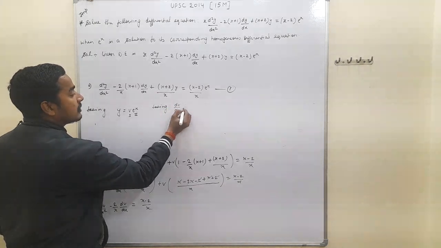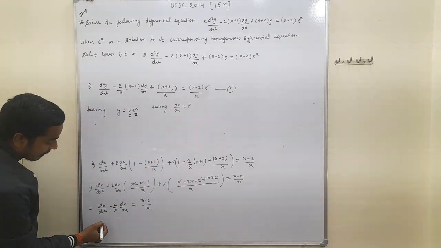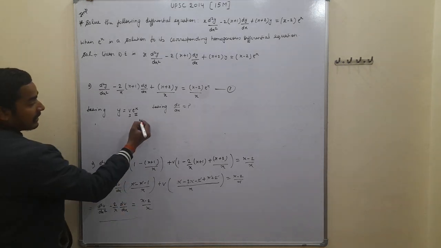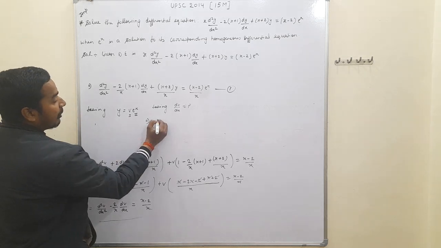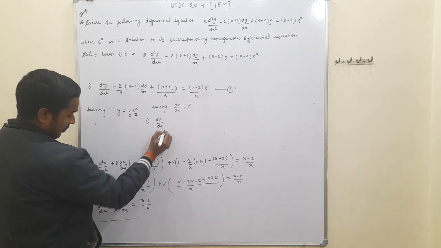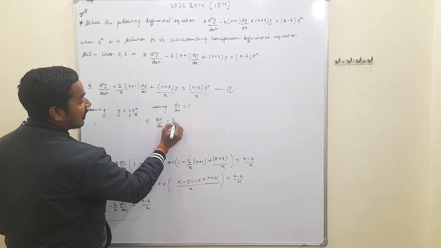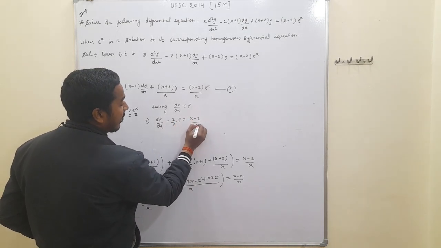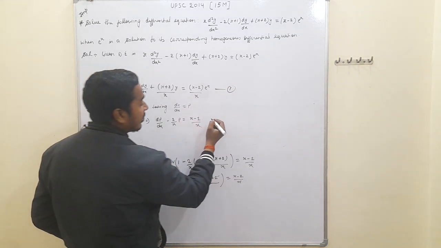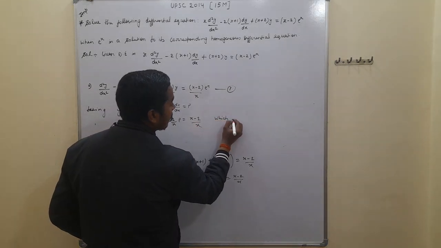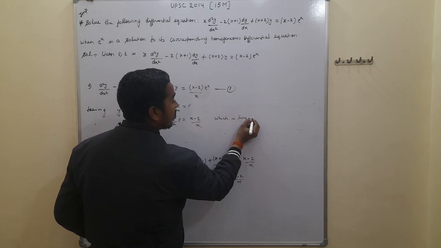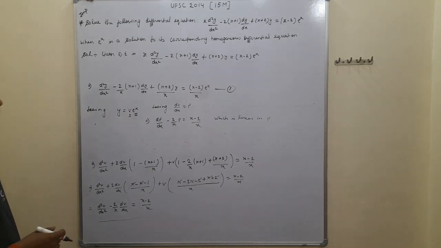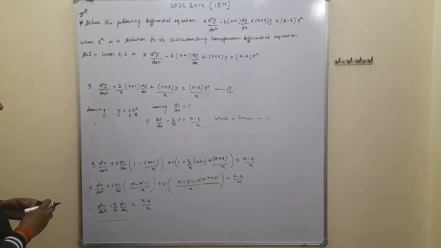Further we have to simplify, taking dv/dx equal to p, and we have to put here in place of dv/dx, we have to put p. This gives dp/dx minus 2/x into p is equal to (x - 2)/x, and this is linear in p. This is the linear form of differential equation in p. And we have to find the integrating factor first.